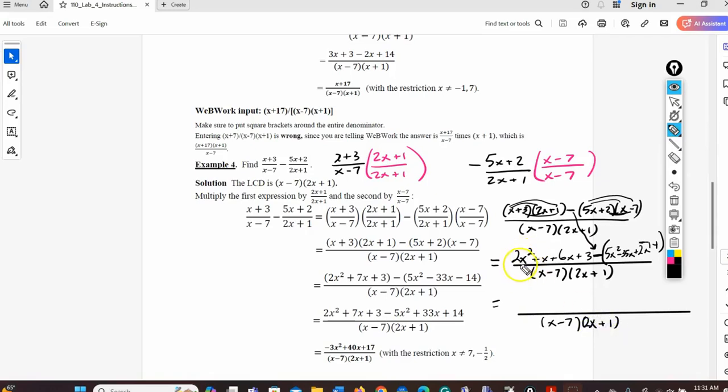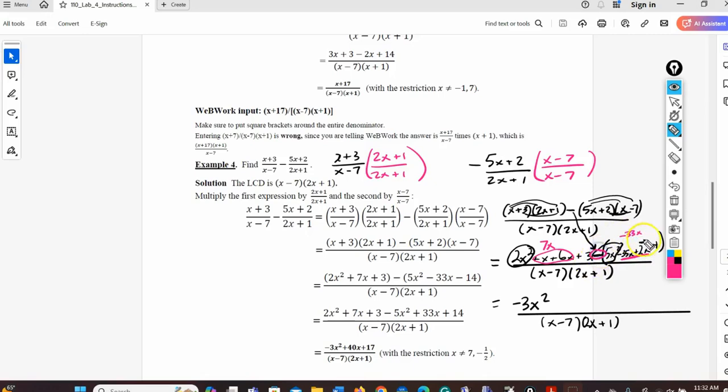So I'm going to have 2x squared minus 5x squared, and that's going to give me negative 3x squared out the front. Okay. Then I'm going to have x plus 6x is 7x. And here I'm going to have negative 35 plus 2 is negative 33x.